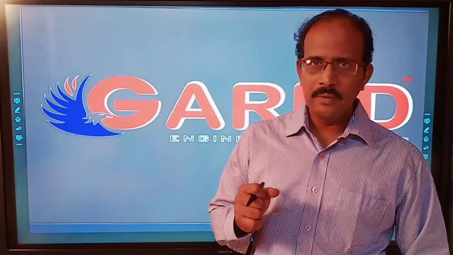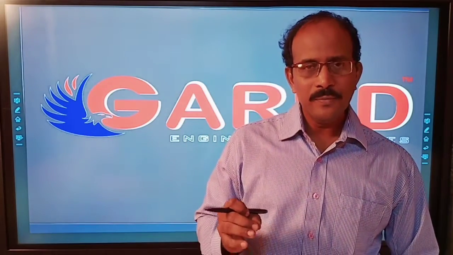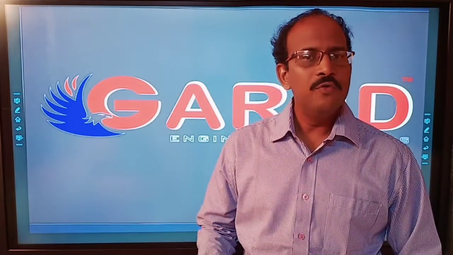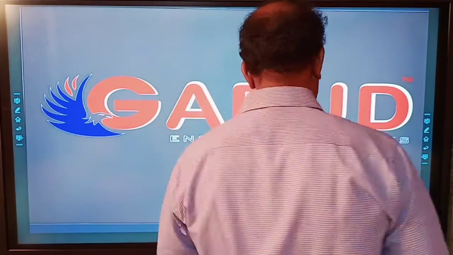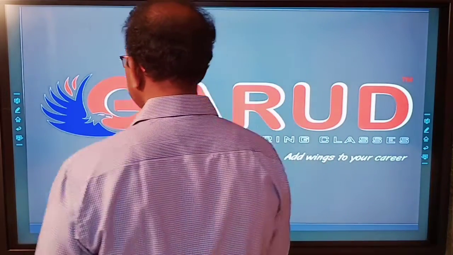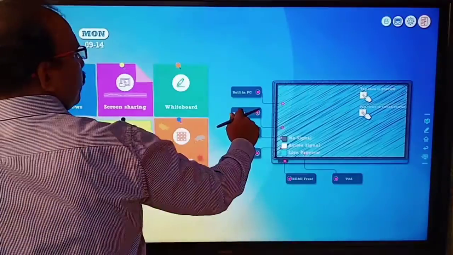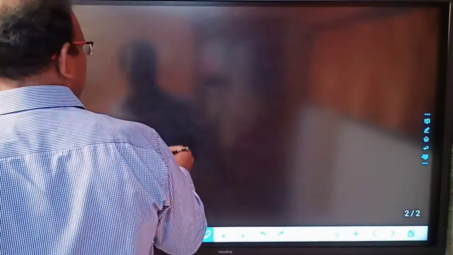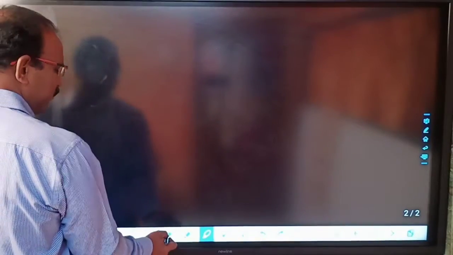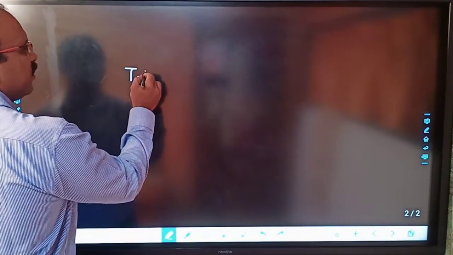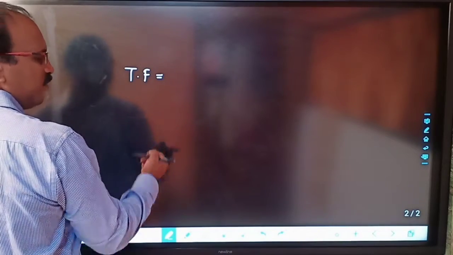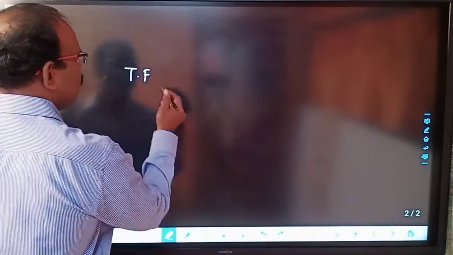Now I will explain how to draw poles and zeros on a graph. When we present a particular system in a graph, you know how a particular system is presented. Suppose a system is given as a transfer function. The standard transfer function of the system is always given in terms of Laplace.